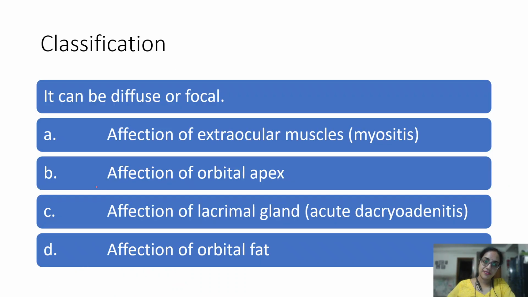So how do we classify them? It can be diffuse or focal. It can affect just the extraocular muscles, when we refer to it as myositis. It can affect the orbital apex. It can affect the lacrimal gland or the orbital fat, or a combination of any of these. Muscle involvement is the most common presentation.